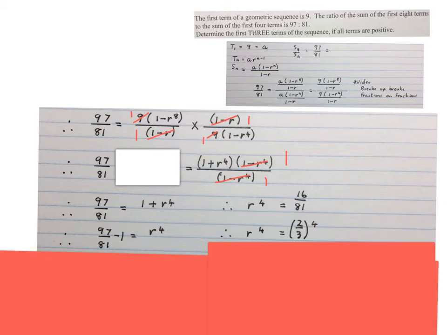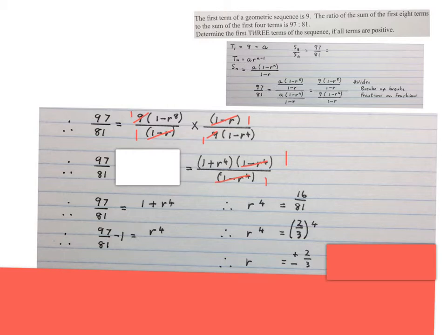You can then prime factorize the 16 and the 81, or just find the 4th root of 16 over 81. Then you get your answer, r equals plus or minus 2/3. If you ever work out in an equation an even root, you have to put a plus or minus in your answer. But in this case, we will only use the plus 2 over 3. It was given to us. They told us that all the terms will be positive. You'll now understand what I mean.